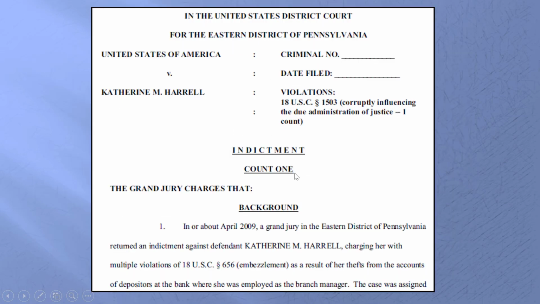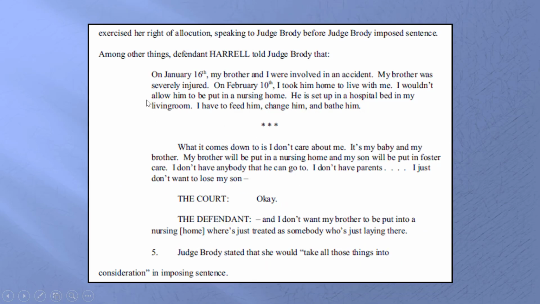A new indictment. A whole new indictment. Same Catherine. On the day she was sentenced, she told the judge, my brother and I were involved in an accident. My brother was severely injured. I took him home to live with me. He's on a hospital bed in my living room. I have to feed him, change him, and bathe him. It's not about me. My son will be put into foster care. I don't have parents. My parents are dead.